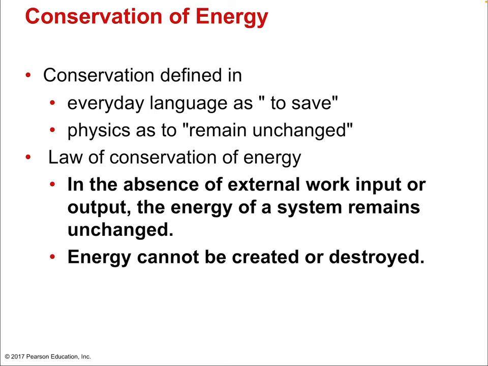Okay? So conservation is defined in everyday language as to save. It's the physics of things remaining unchanged. So the law of conservation of energy says that in the absence of external work, there's our condition, input or output, the energy of a system remains unchanged. Okay? So if there is external work, then energy can change, right? You can put energy into a system. But if that system is isolated from the outside world, then we can track where the energy goes. The energy cannot be created or destroyed. So if the energy isn't leaving or entering the system, then it has to all still be there.